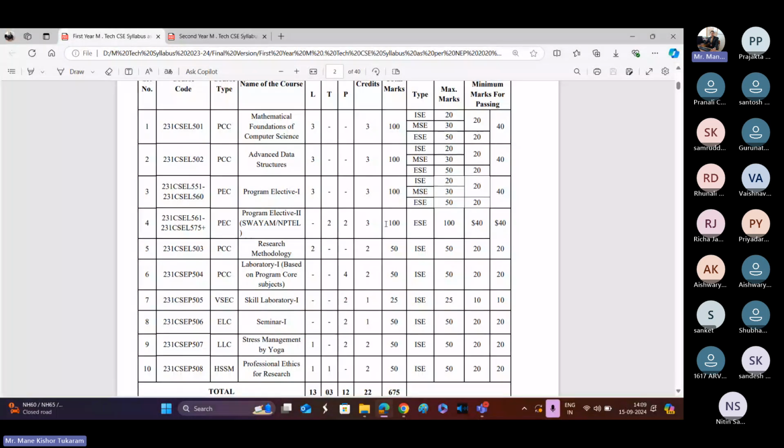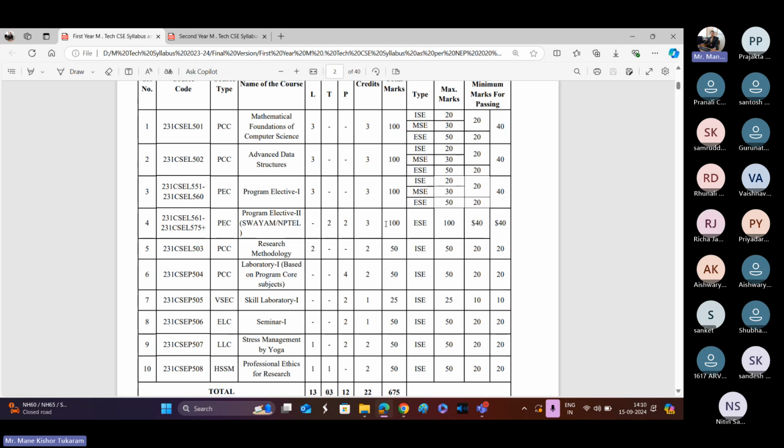So 20 marks and 20 marks passing, that is 40 marks total passing is included in our syllabus for theoretical subjects. So separate passing, that is the combination of ISE and MSE 20 marks and ESE for 20 marks. So separate passing of 40 marks we have included in our syllabus.